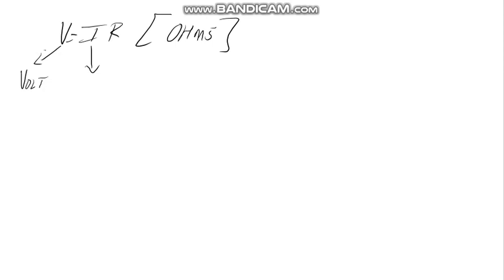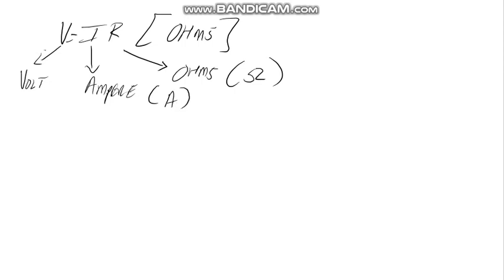The SI unit for current is the ampere. Then this one is ohms. These are the SI units, so they normally write it this way. For current you just write A, and for voltage you just write V. That V means volts. The SI unit for current is the ampere, and the SI unit for resistance is ohms.